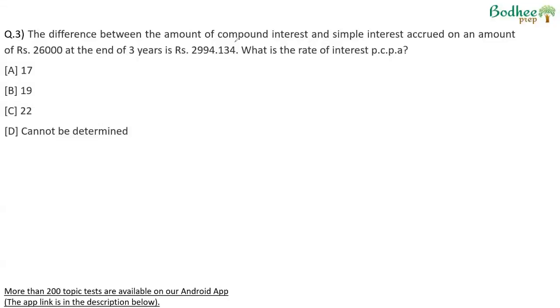The difference between the amount of compound interest and simple interest accrued on the amount of 26,000 at the end of 3 years is 2994.134. What is the rate of interest percent per annum? The difference for 3 years, CI minus SI, is given by 3PR squared upon 100 squared plus PR cube upon 100 cube. The difference is given as 2994.134.